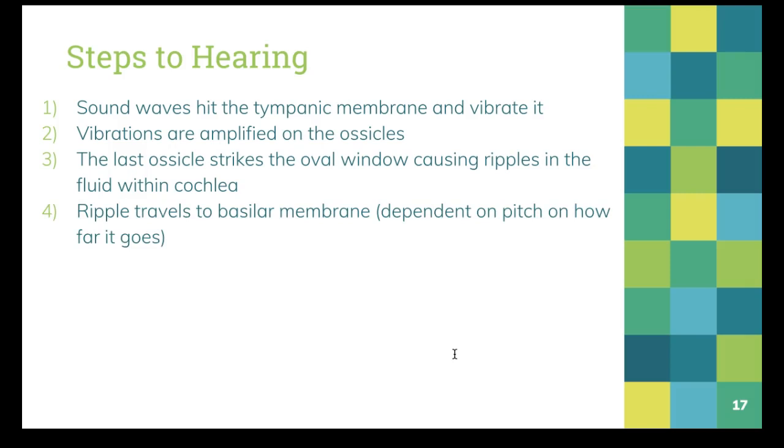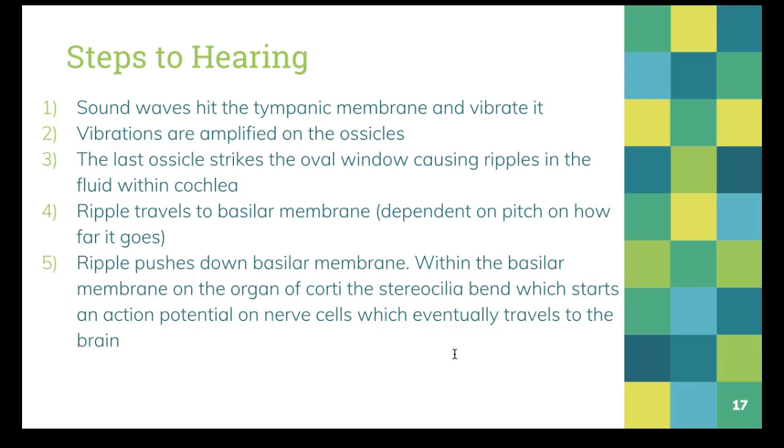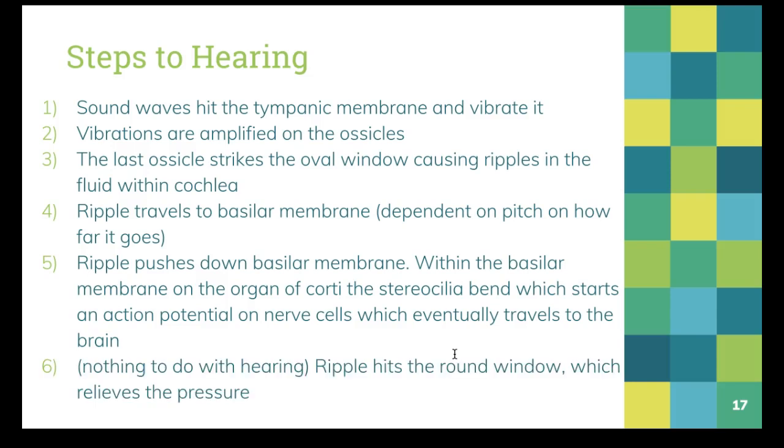Now the ripples will travel through the cochlea, through that fluid, and hit somewhere on the basilar membrane. Remember, dependent on pitch. So if it's super low pitch, it'll go farther. If it's high pitch, it will not travel as far. Once it hits the basilar membrane, it's going to push down that top membrane and cause the stereocilia found within the organ of Corti to bend, which starts an action potential on those nerve cells and eventually travels to the brain. And then the last part of this, remember, nothing to do with actual hearing. The ripple has to go somewhere, so it's going to hit the round window to just equalize that pressure. So that is the end of our steps of hearing.